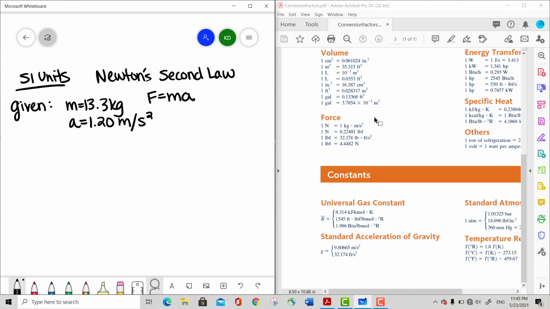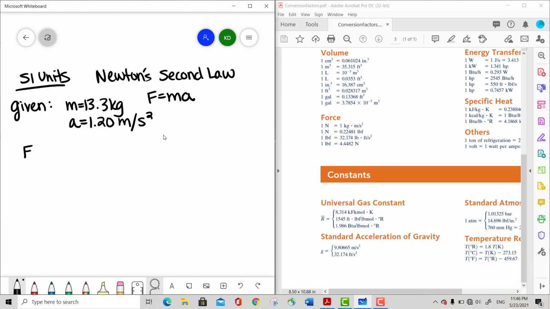Okay, so we're just going to plug in, because we've already got the formula right here: force equals mass times acceleration. So 1 Newton of force equals 1 kilogram times meter per second squared. Our mass is in kilograms, we've got it. Our acceleration is meters per second squared, we've got it. So we're just going to multiply across, and that will be our newtons.